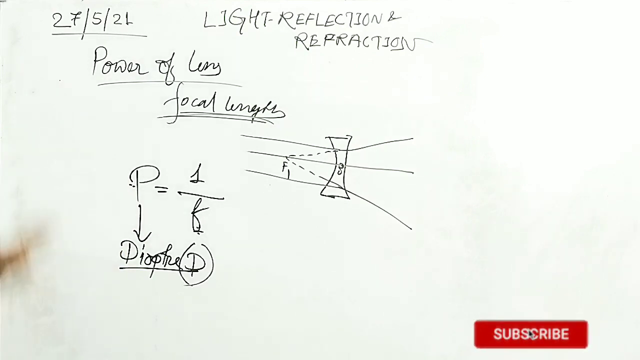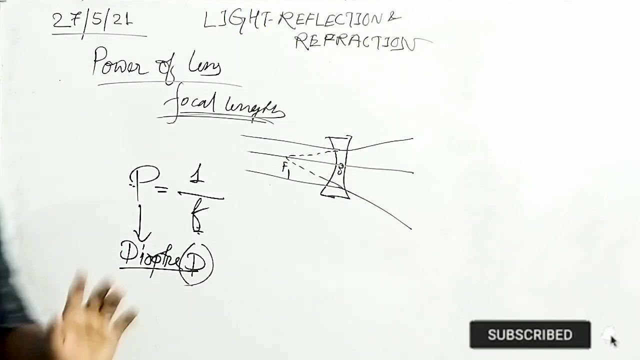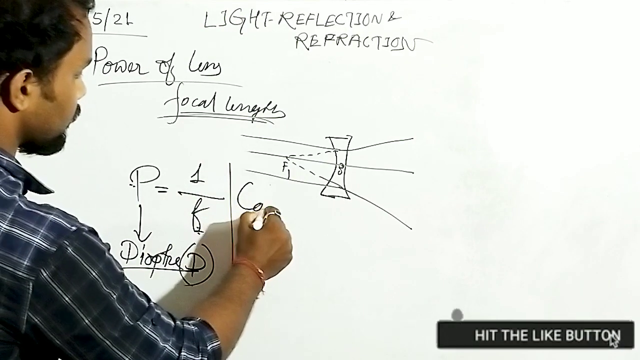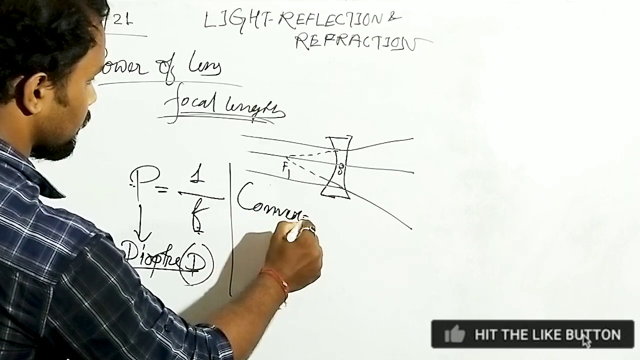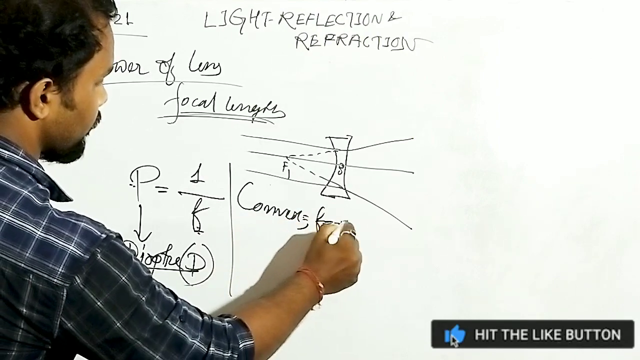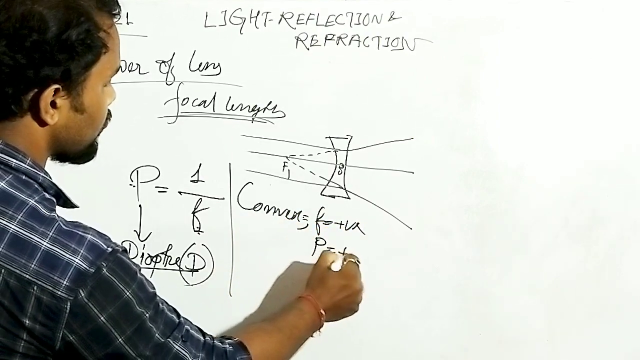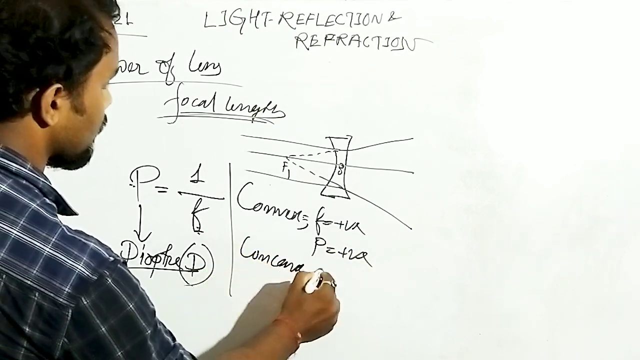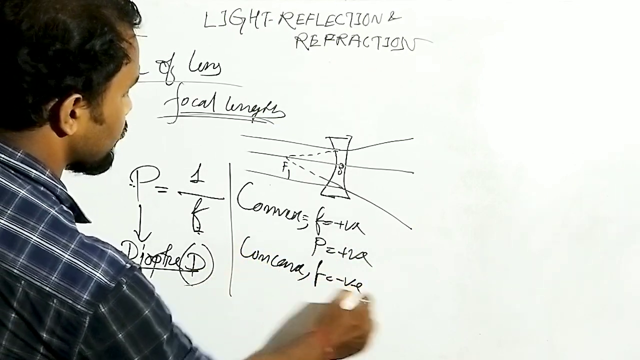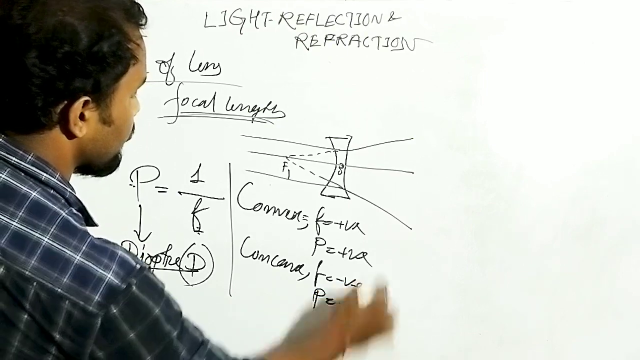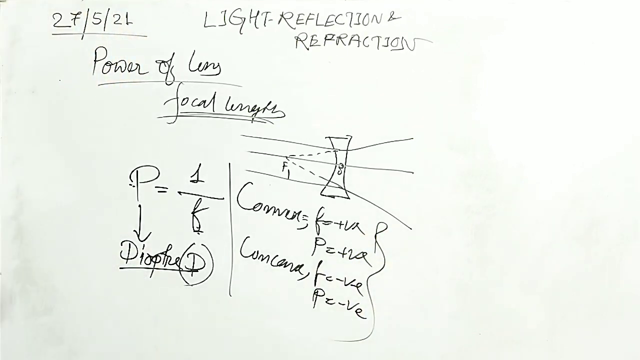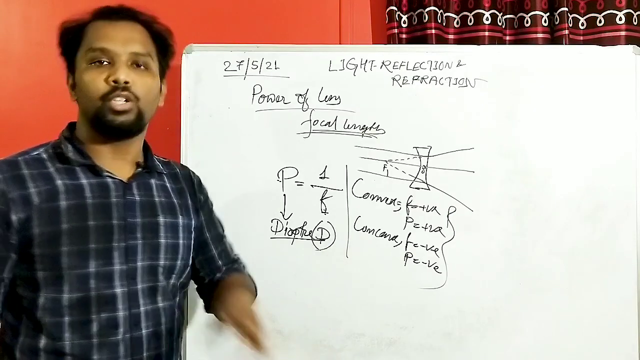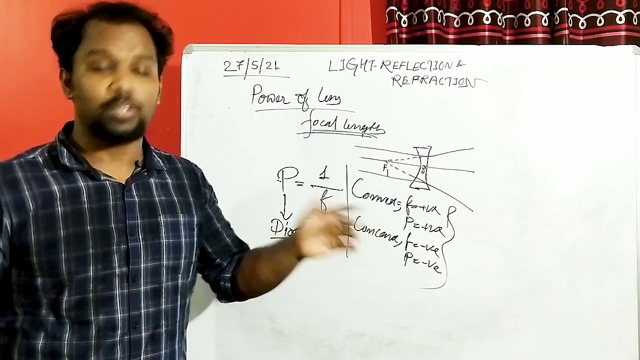Now, depending on the focal length, power can be negative and positive too. For a convex lens, f is positive, so power will be positive. For a concave lens, f is negative, so P is going to be negative. This is a thing to remember, so keep this in mind. You are going to use this in some problems that we will solve right now.